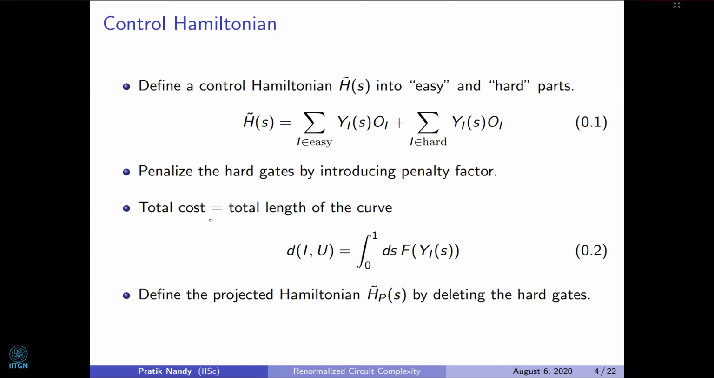We can define a cost functional which depends on this Y_I, and the total cost is given by the total length of the curve, which is some function of this Y_I. The idea of Nielsen is to introduce a penalty factor to penalize these hard gates, and define a projected Hamiltonian by completely deleting these hard gates. This will introduce some error in your problem.